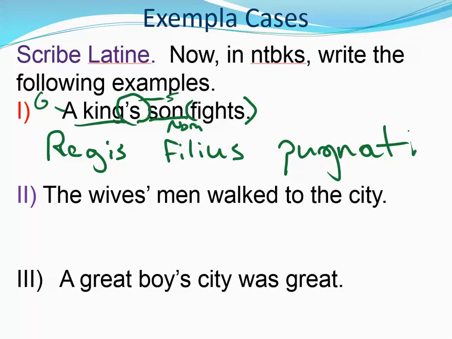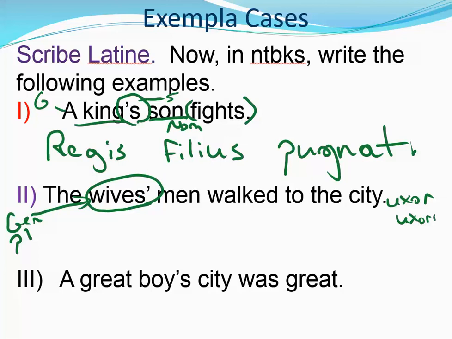Let's work another. The wives' men walked to the city. More complex sentence. The wives with an S apostrophe tells me by that apostrophe that it's genitive. It also has S apostrophe, so it's plural. So the word for wife is actually uxor, uxoris. So it's third declension, so I need the genitive plural. That's a UM. So we're going to say uxorum.